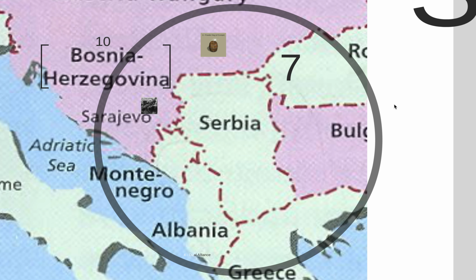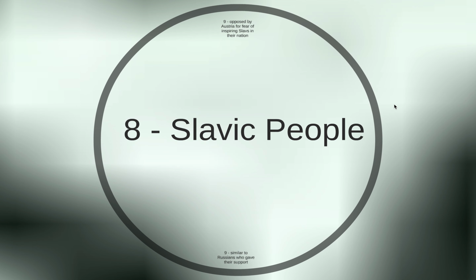All right, as I had mentioned, Serbian people are known as Slavic people, or people from this region known as Slavic. Not everybody from this region is Slavic, but the majority are.